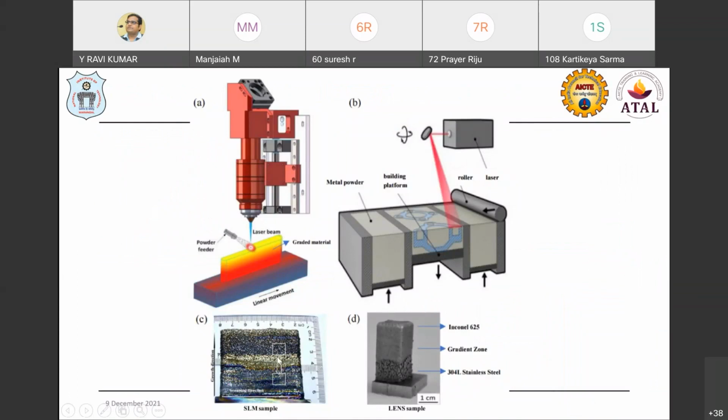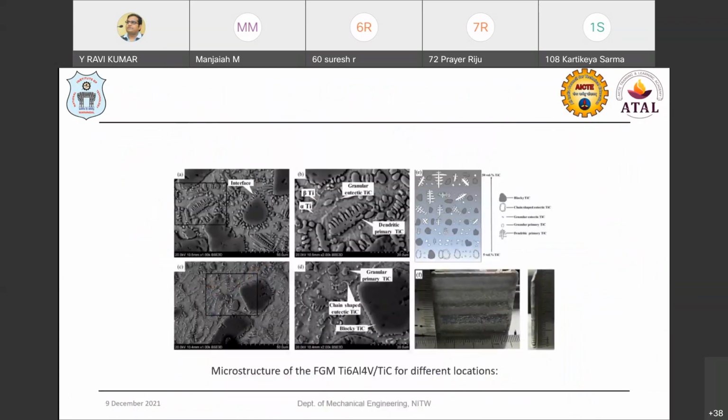You can see how the tensile samples were extracted from these FGM components, and then we studied the quality aspects and mechanical aspects. One of our collaborators studied titanium with titanium carbide incorporation in FGM systems. These FGM systems are fabricated, and you can see the dendritic structures as well as granules of titanium carbides, and beta titanium and alpha titanium are present in these fabricated structures.